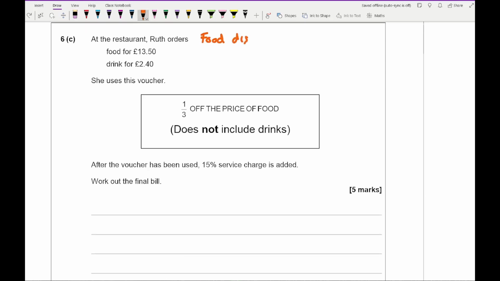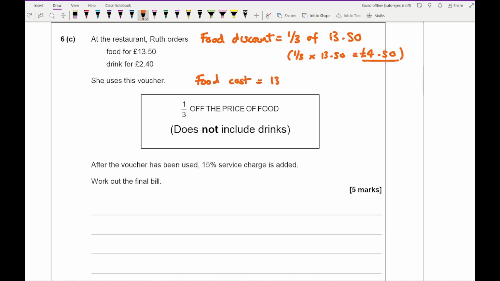So the first thing I want to do here is work out the food discount. To work out the food discount, I want to work out a third of £13.50. If I type that into my calculator, a third multiplied by £13.50, I get an answer of £4.50 discount. So to work out the food cost, it's going to be £13.50 minus £4.50, which comes up to a total of £9. So the food and drink price is going to come up to a total of £9 plus £2.40, which is £11.40.